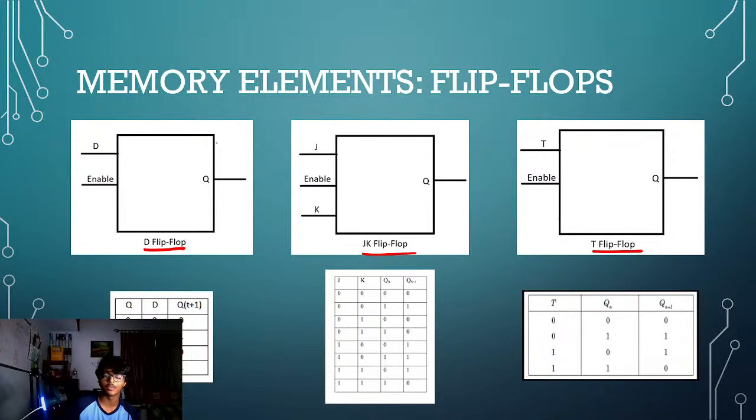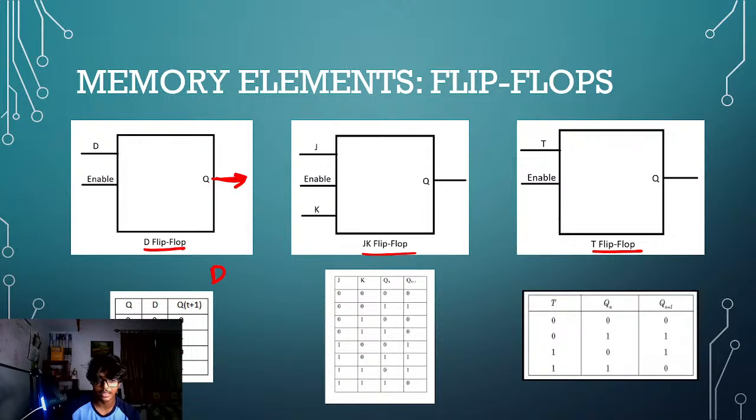D flip-flop is the simplest one to understand. This element takes in two inputs at a time and it gives one output. It is such that whatever I give as my D, as my input, that's what it reflects in Q. Is that clear? That's what it reflects in Q.